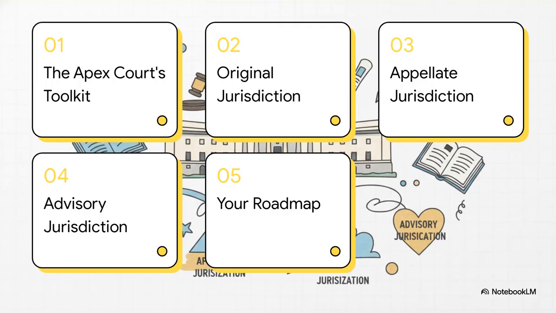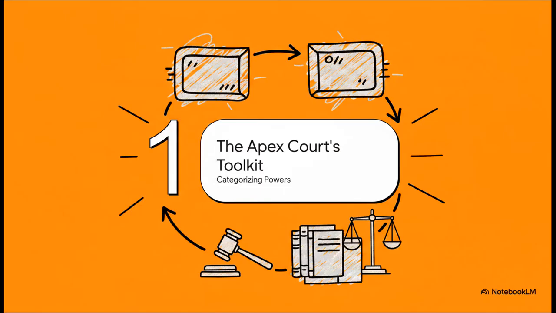So, here's our game plan. First, we'll look at the big picture, the toolkit itself. Then we'll zoom in on the three main tools the court uses: its original, appellate, and advisory jurisdictions. And finally, we'll wrap it all up with a simple roadmap you can use. All right, let's get into it.